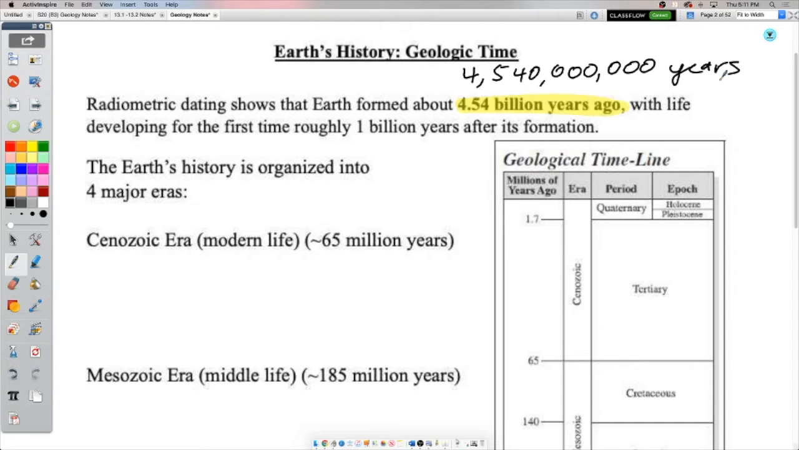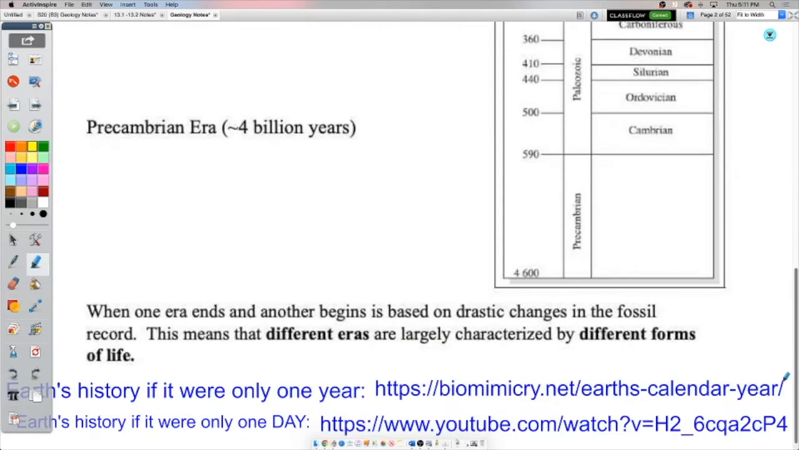Now, when did life show up? Life showed up roughly, due to our best estimates from the oldest fossils we can find, about a billion years after the Earth formed. So 3.5 billion years ago. So it formed 4.5 billion years ago, and life's been around for about 3.5 billion years. So we're dealing with huge time scales here. We kind of have to order it based on these big chunks of time. Now, how do we do that? How do we decide where one era ends and the next one begins?